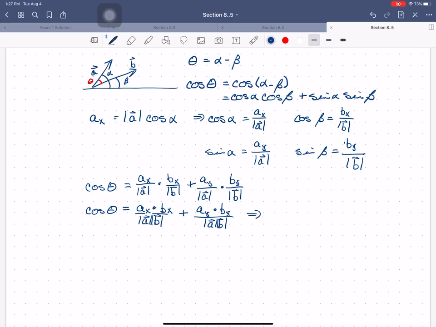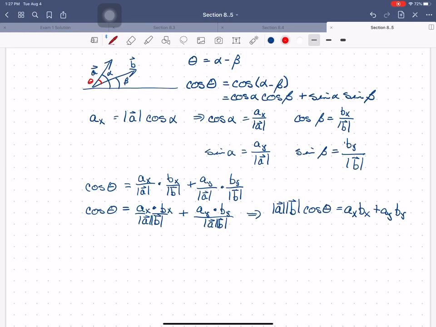And how we usually write this is the product of the magnitudes of the vectors multiplied by the cosine of the angle between them is equal to ax times bx plus ay times by.